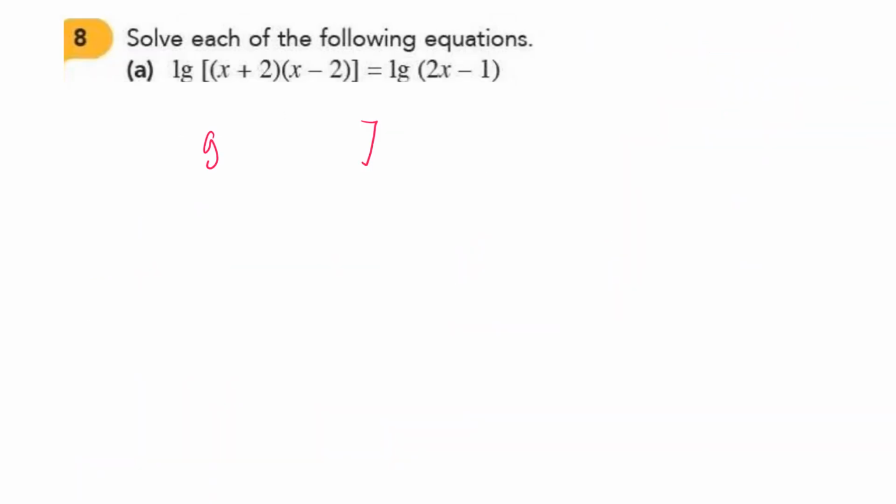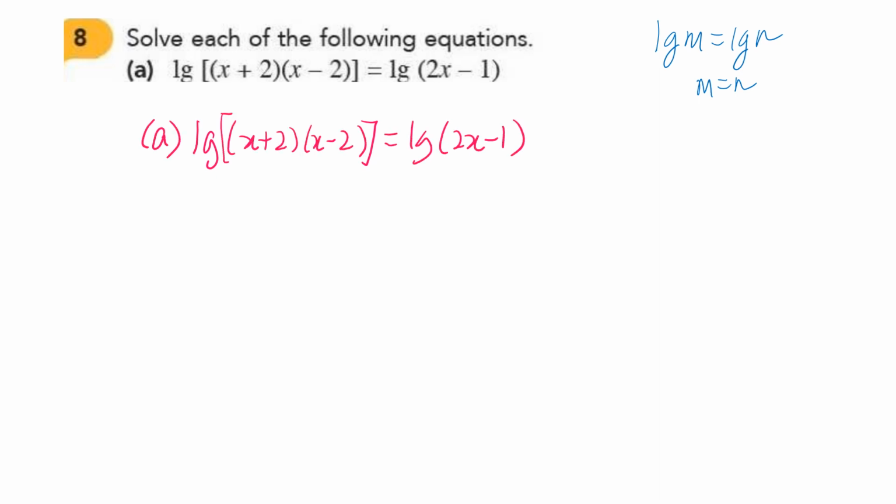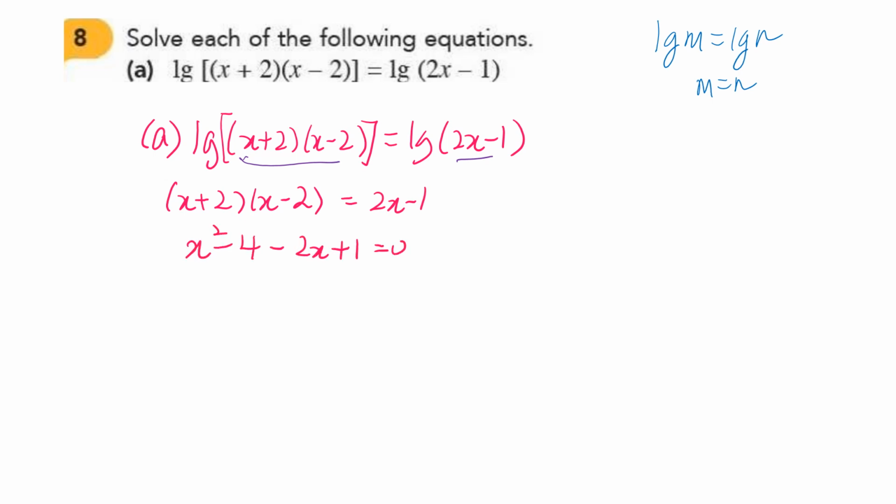Question 8 is really, really easy, because what you're given, they have already expressed so nicely for you. You have log something equals log something. So if you recall, if you have log m equals log n, then m equals n. So all we need to do is just compare this with this. Then you can expand the left hand side, bring everything to the left hand side, so you get a quadratic equation where you just factorize it and find the 2 values of x.